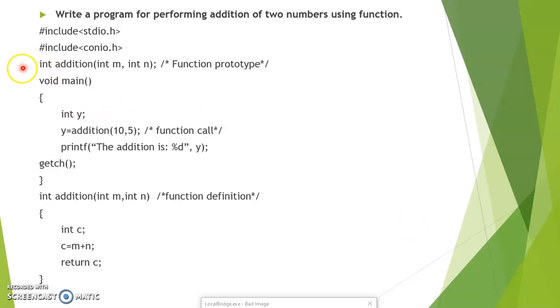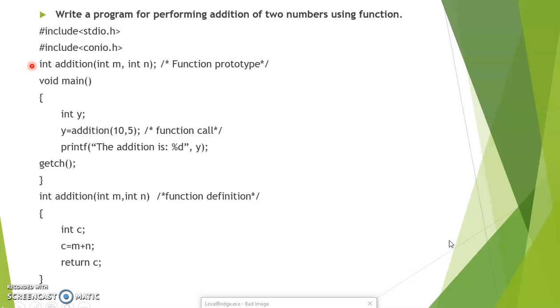I told you, you have to declare the function before main. So you have to declare this function before main. Addition int m, int n. This is the function prototype, the signature of a function, as you can see.